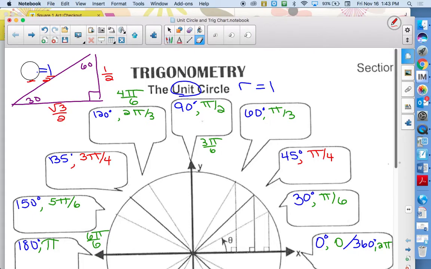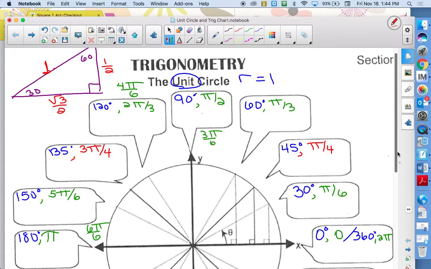So I'm just going to clean up my triangle here. The hypotenuse is 1. Because it's a 30, 60, 90 triangle, the side across from the 30 is 1/2, because half of 1 is a half. The side across from the 60 is the square root of 3 over 2, because a half times the square root of 3 is the square root of 3 over 2.